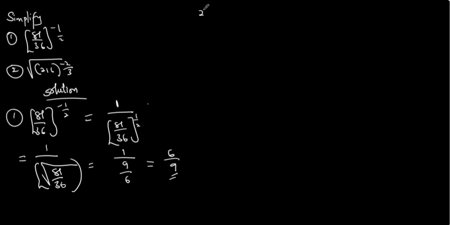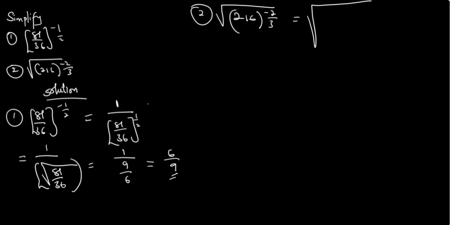Now, question 2, we have the square root of 216 raised to power minus 2 over 3. Now, this is the same thing as the square root of, according to negative index law of indices, negative becomes the reciprocal of 216. Now, according to fractional index, we have 216 raised to power 2 over 3 first.